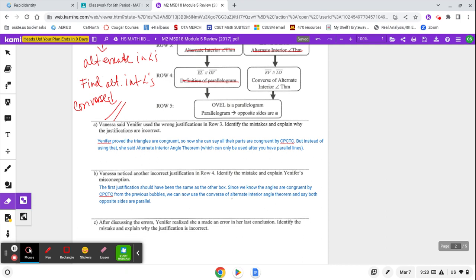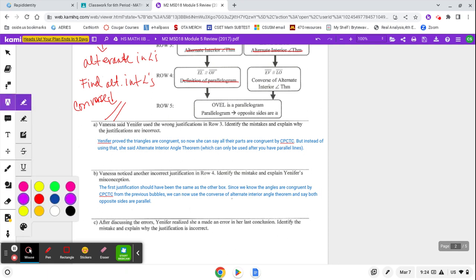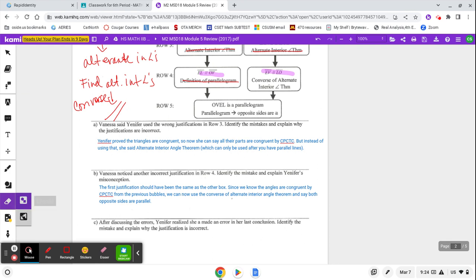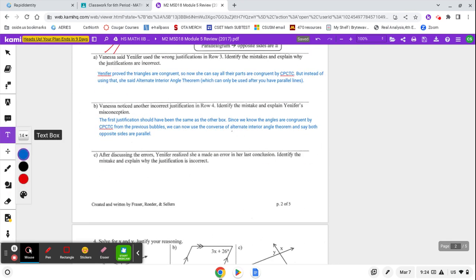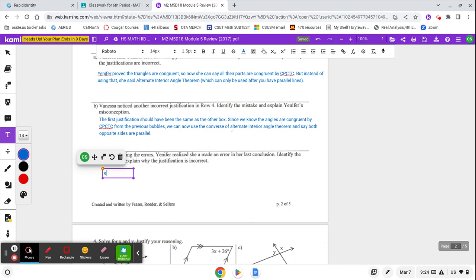It's a parallelogram because opposite sides are parallel. That's what we just showed. We just showed we have two sets of parallel lines. We did not show that we have two sets of congruent lines. And so again, we're going to go here and say Yennefer did the whole proof showing that two sets of lines are parallel, not congruent.